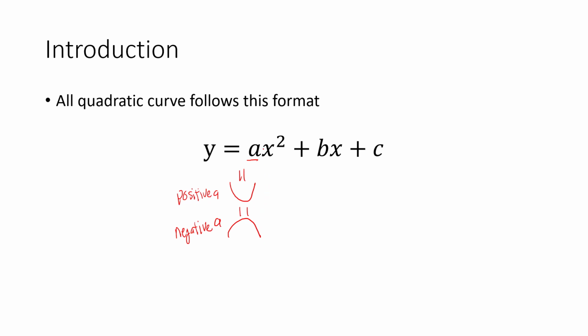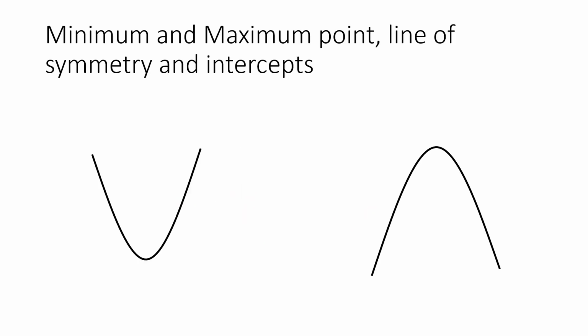So the important thing is to take note of whether a is positive or negative. Then this will give you roughly how the curve should look like. So in the end, if you plot your curve and it looks like that when it should look like this, some calculation must be wrong. Other things which you need to know are the minimum point, maximum point, line of symmetry, as well as intercepts.